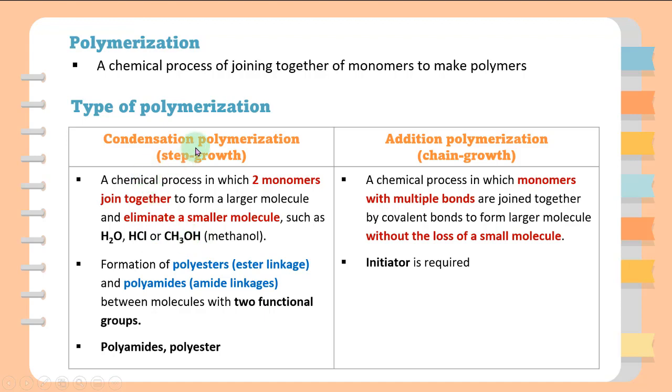So condensation polymerization involves the formation of polyester, which has the ester linkage, and polyamide, which has the amide linkage, between molecules with two functional groups. Examples of these polymers are polyamides and polyesters. The second type of polymerization is addition polymerization, which is also known as chain growth polymerization. This is a chemical process in which monomers with one or more multiple bonds are joined together by covalent bonds to form a larger molecule without the loss of a small molecule. In addition polymerization, an initiator is required. An example of an initiator is a peroxide.